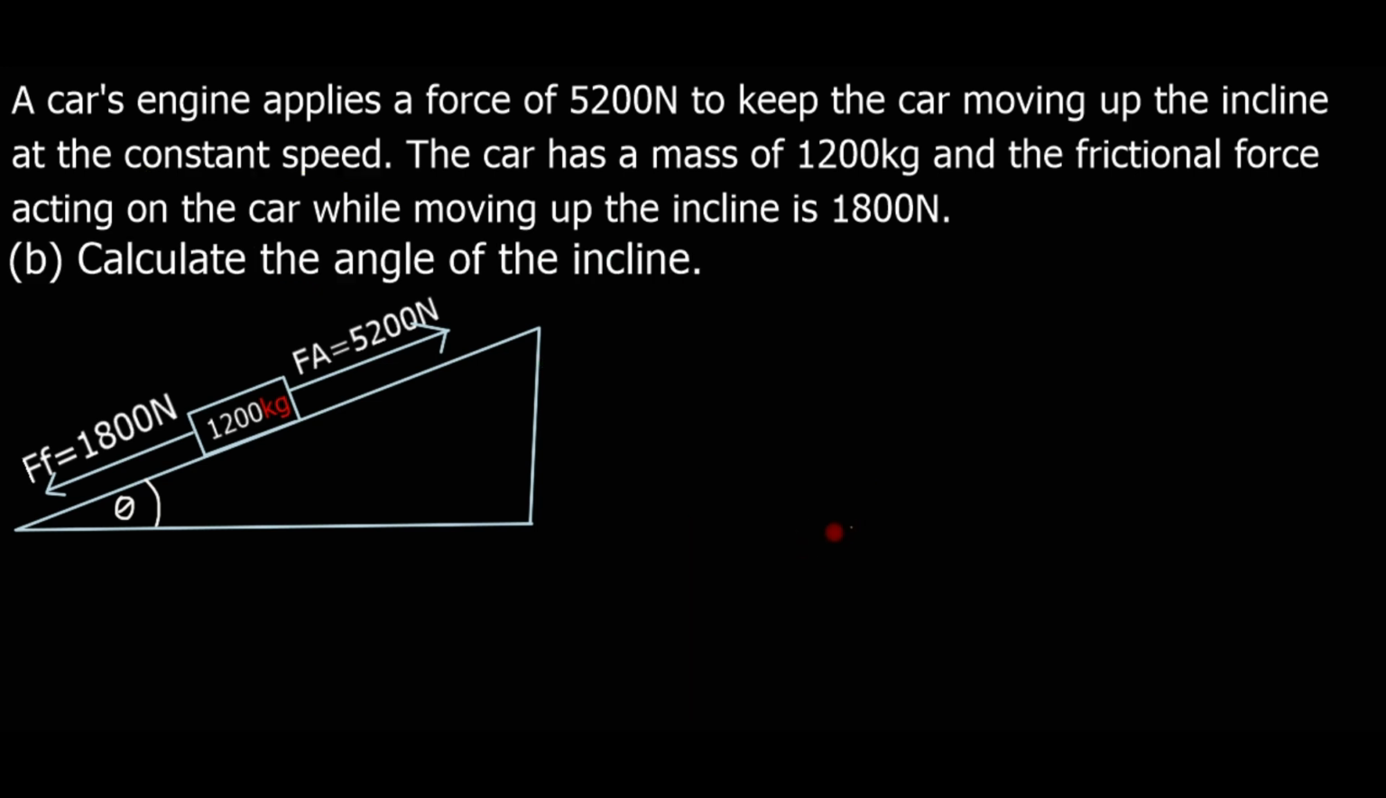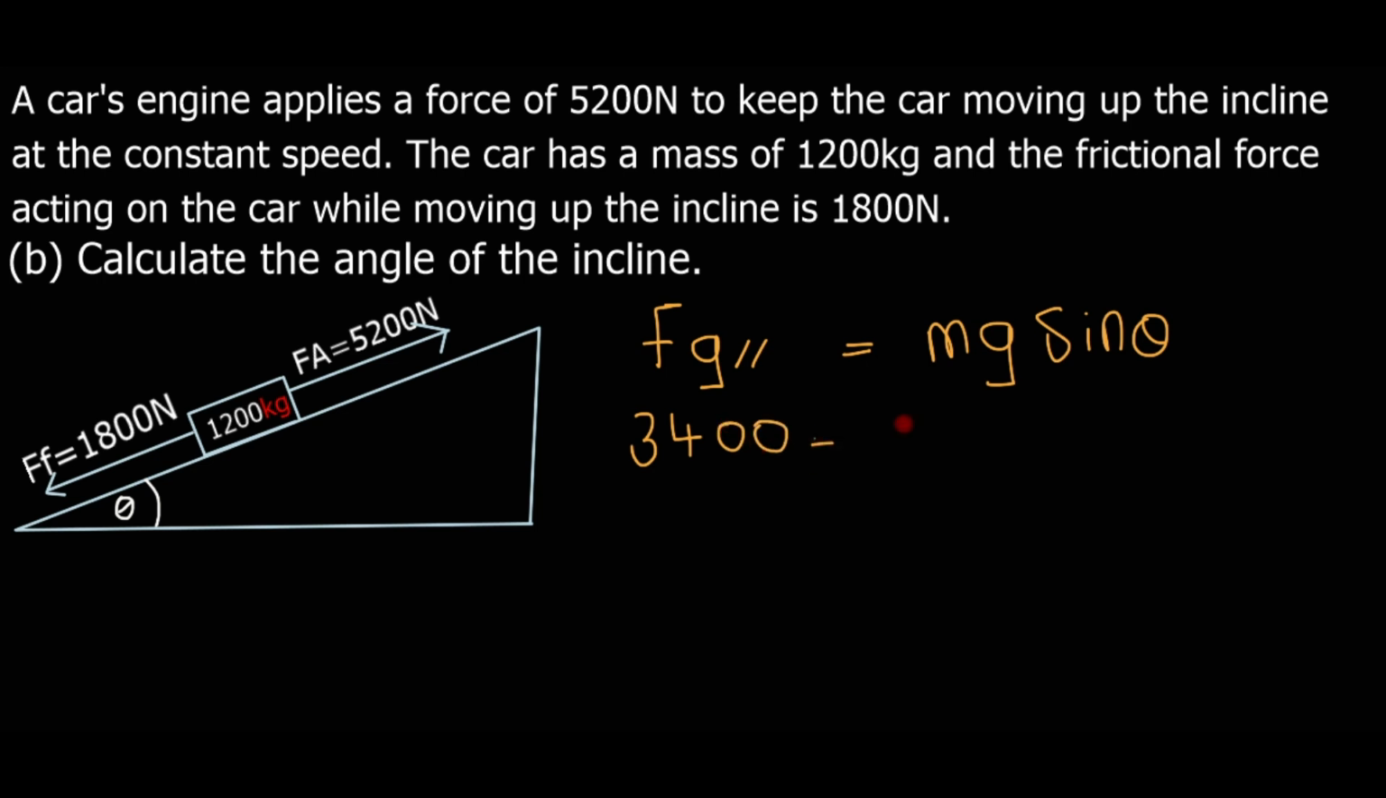Part B e re calculate the angle of the incline. Ke tlo dira in this way. Ke a tseba gore FG parallel e lekana le mg sin theta. So ke tlo calculate this angle. From there re la gore ke na le FG parallel gore ke 3400, and then the mass ke 1200, and then gravity is 9.8 times sin theta.